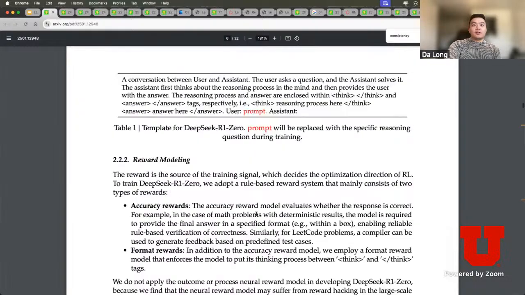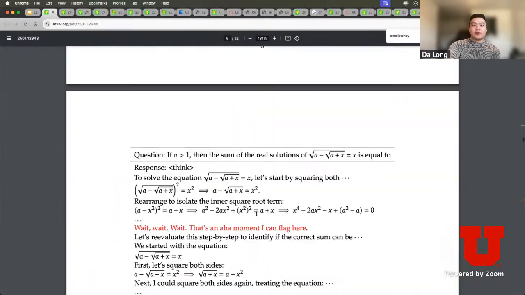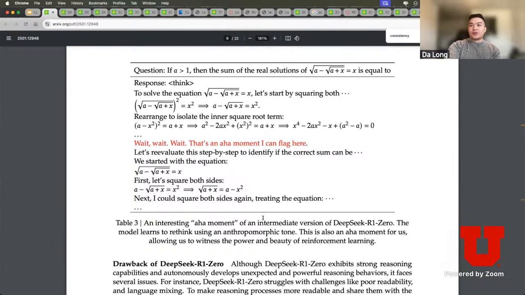And in the training, there is actually a very interesting phenomenon. There is no supervision, but somehow the model learns how to put more thoughts into the process. It's learned by reinforcement learning. There's no instruction telling the model you need to think for more time. There's no such thing. It's purely an emergent behavior.